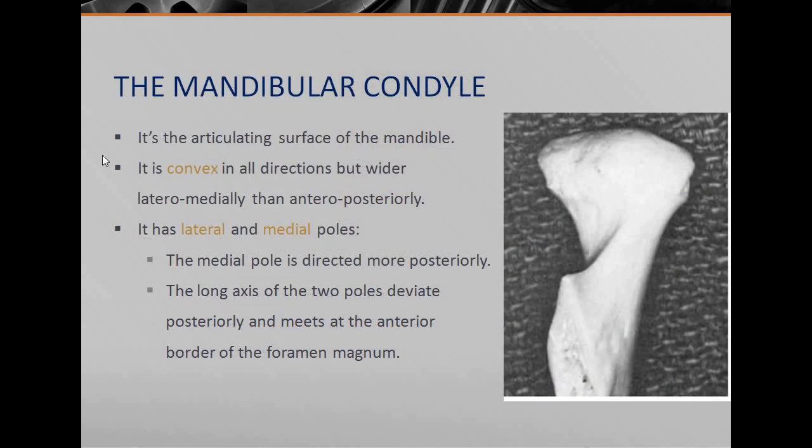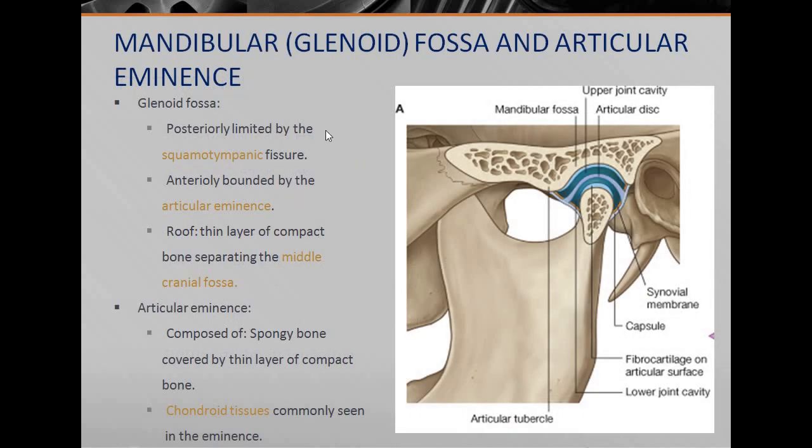Mandibular condyle. It is the articulating surface of the mandible. It is convex in all directions, but wider lateromedially than anteroposteriorly. It has lateral and medial poles. The medial pole is directed more posteriorly. The long axes of the two poles deviate posteriorly and meet at the anterior border of the foramen magnum.